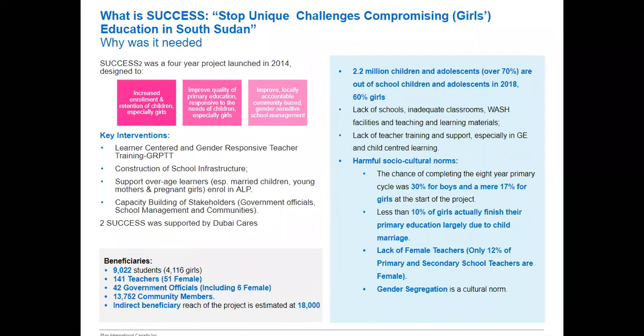Success was launched in 2014, and the project aimed at improving access to safe, quality learning environments in South Sudan. In South Sudan, girls face multiple barriers to and within education, even more so in an emergency context. As highlighted in the slide, I invite you to refer to both of these slides in more detail to further understand the context once they are shared online. Next slide.